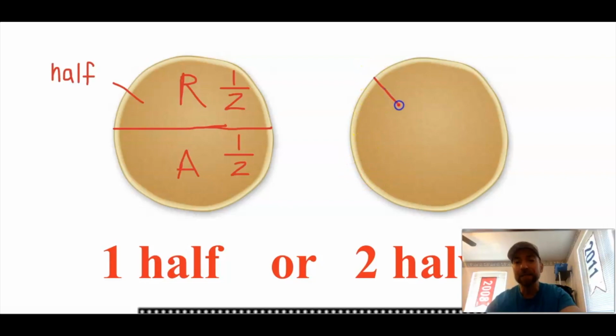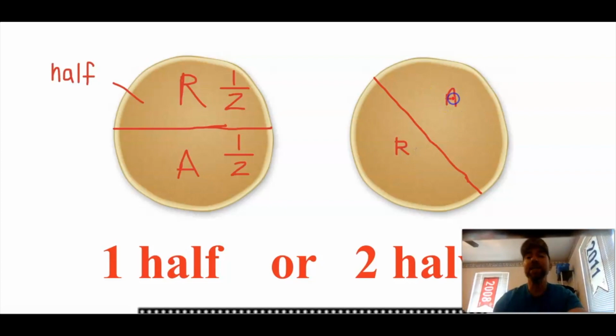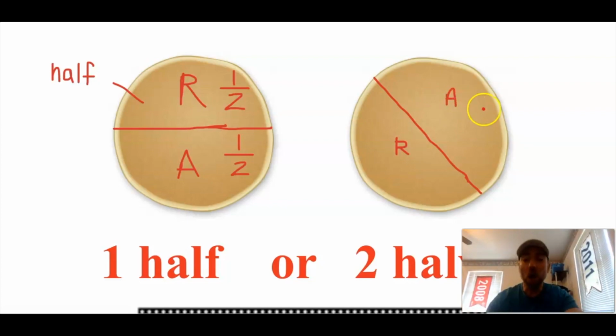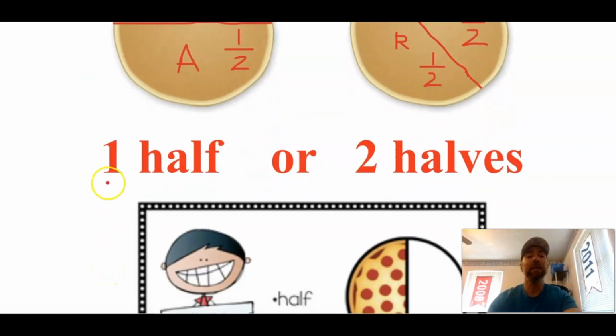Now let me try to break this pancake up into two equal pieces. How about this? Are they broken up into two equal pieces? Mr. Renzi gets this piece. Mrs. Attardi gets this piece. Are they two equal pieces? They are. So Mr. Renzi has 1/2. Mrs. Attardi has 1/2. If I wanted to write that in words, 1/2 would be one half, or 2 halves. That's more than one.